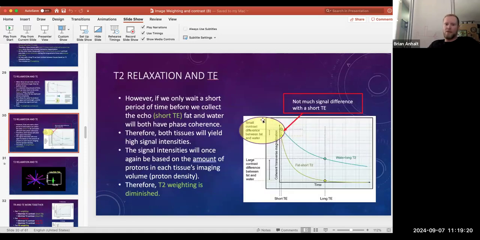On the other hand, if we have a short TE and we listen back to that signal right away, there's not going to be much difference in the transverse components of magnetization, right? Both fat and water will have phase coherence in a short TE and both produce a lot of signal. Does that give us T2 contrast? It does not. The signal intensities will be based on the amount of protons in each imaging volume. That's proton density right there.